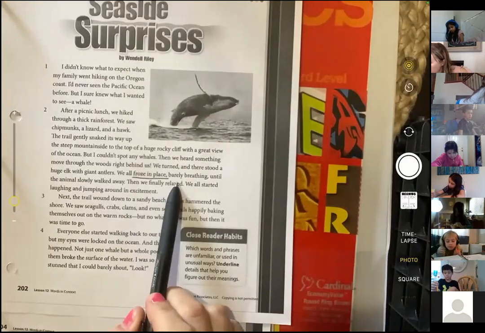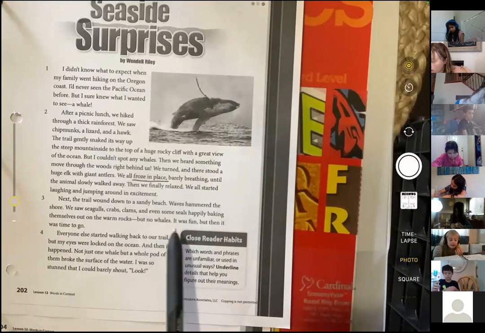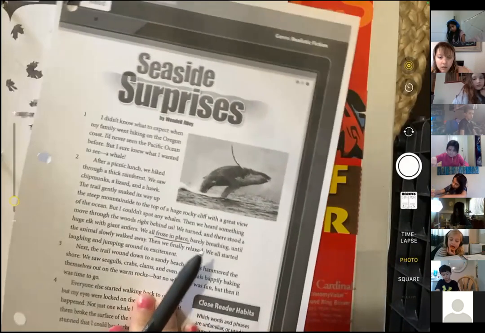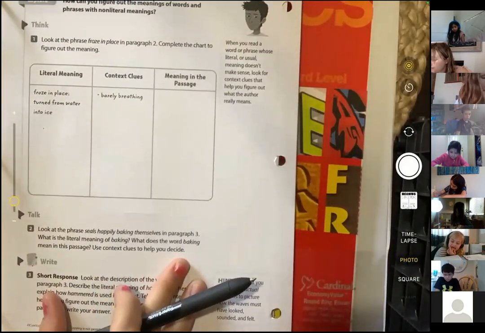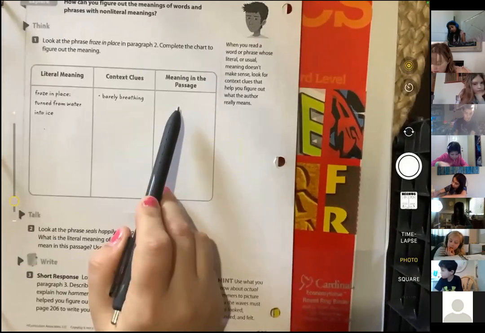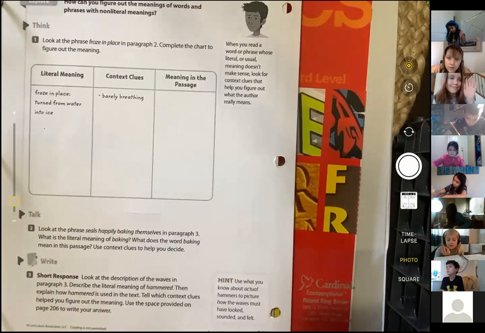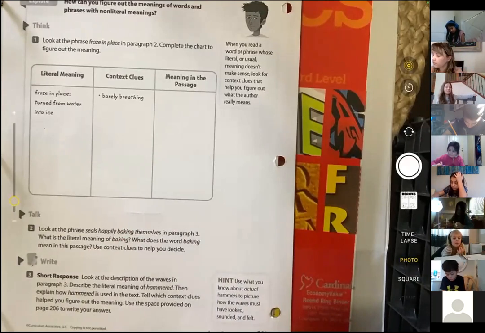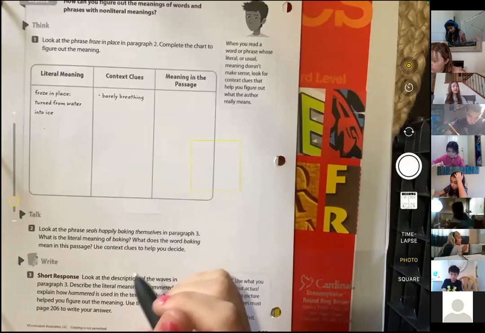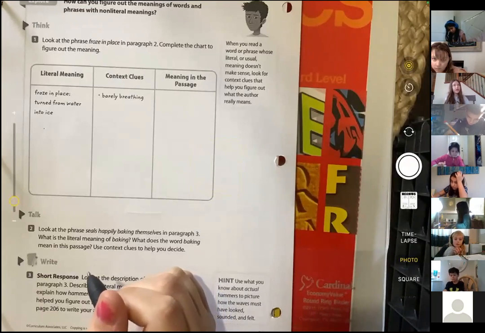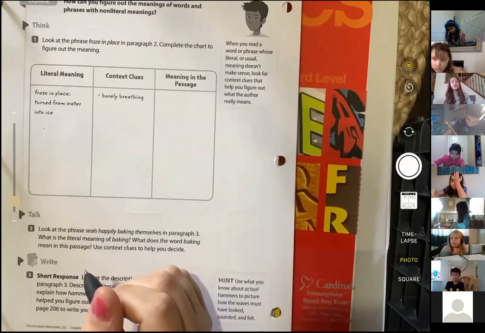Context clues. We go back to what the sentence says. Barely breathing until the animal walked away. So we all froze in place, barely breathing until the animal walked away. What does it mean in the story? Does it mean that him and his family turned into ice? Sophia F., what do you think? What's the actual meaning? I think the actual meaning is maybe they didn't want to get hurt. So maybe they just stood still.